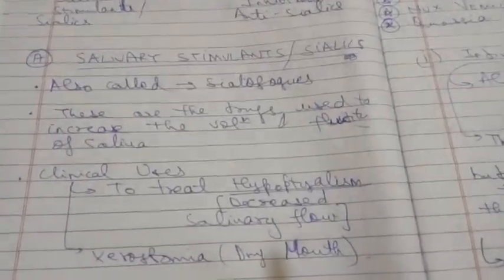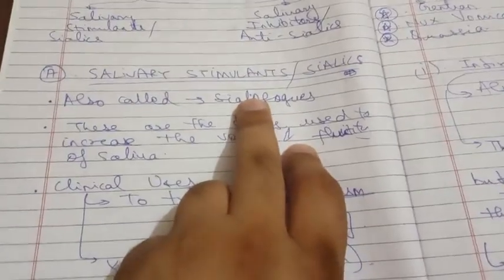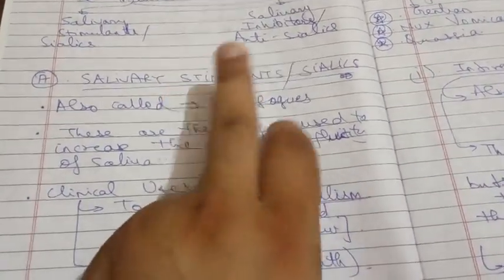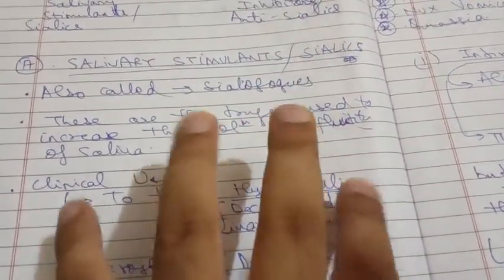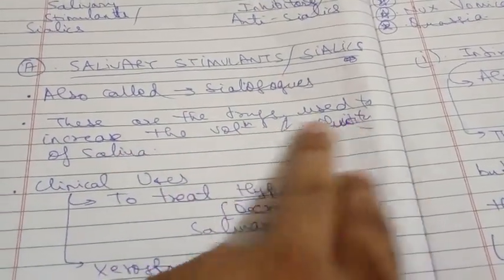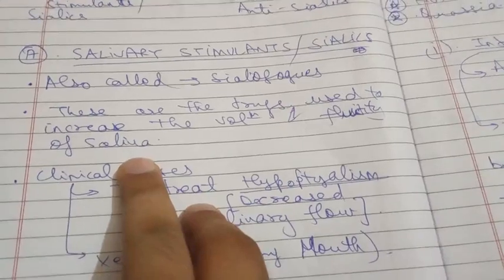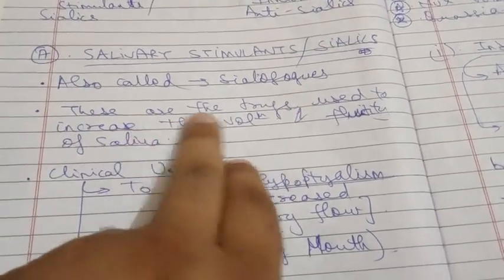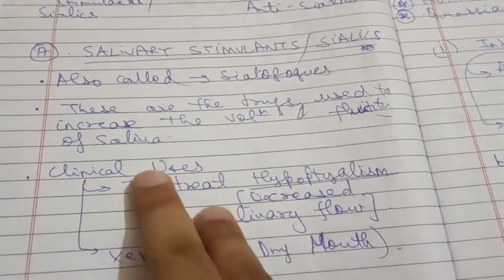It includes two types of drugs: salivary stimulants, also called sialagogues, and salivary inhibitors, also called antisialagogues. We're starting with salivary stimulants. What are sialagogues? These are the drugs which are used to increase the volume and fluidity of saliva.